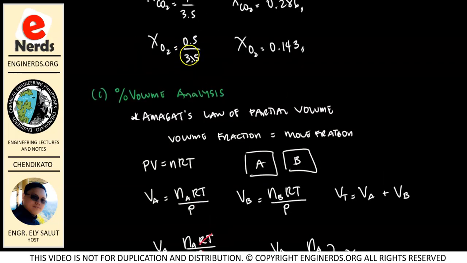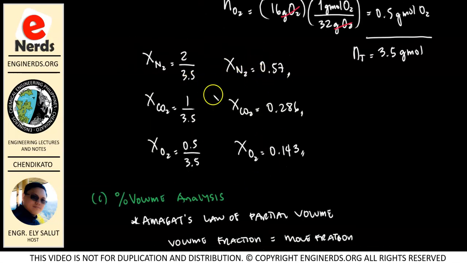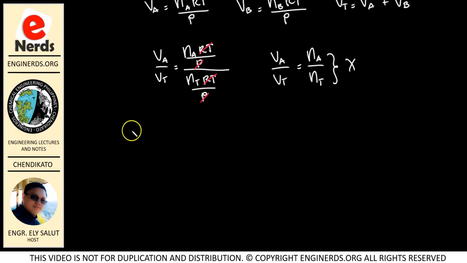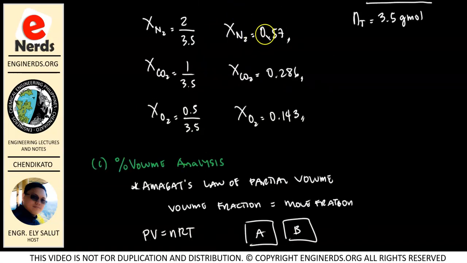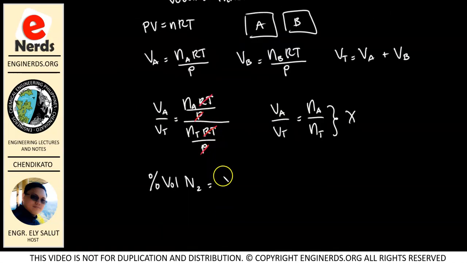So, meron na tayong mole fraction, no? Ang mole fraction natin is ito. Now, how are we going to get the percent volume? We just need to multiply this by 100. Okay, for example, the percent volume for N2, okay, let's write here volume. Percent volume for N2 is equal to our mole fraction, which is 0.57 times 100. This is equal to 57%.